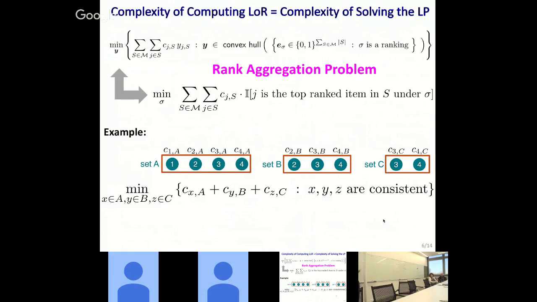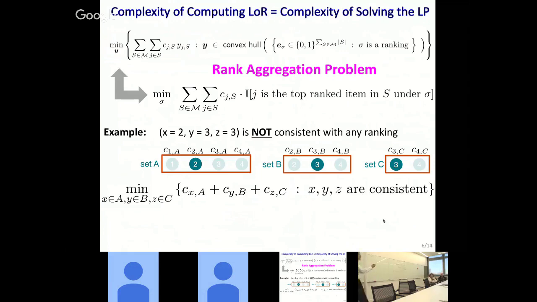Because you cannot just arbitrarily pick X, Y, and Z. For example, here's one example, a triplet of X equals 2, Y equals 3, and Z equals 3. That, I claim, is never a feasible solution. It can never be. Because for X to be equal to 2 as the top-rank item in A, 2 must be preferred to 3. But for Y to be equal to 3, that means 3 is the top-rank item in set B, so 3 must be preferred to 2. So I have a situation where 2 is preferred to 3 and 3 is preferred to 2. And that can never happen under any ranking, because a ranking is always a linear order, so you can't have cycles there.